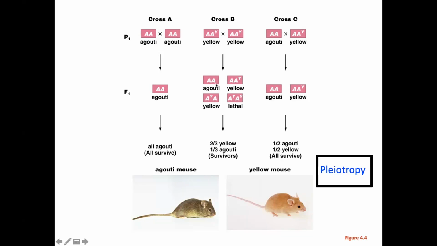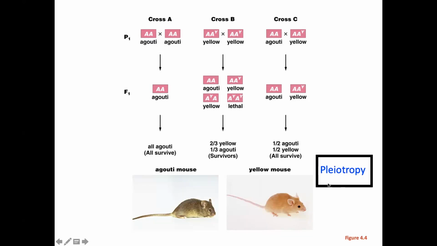The other thing that's going on is a new concept that I'm introducing now. This is something that's called pleiotropy. And again, pleiotropy is fairly common. This is the idea that a single gene can actually affect multiple traits or multiple phenotypes. So we have the single coat color gene that is affecting two phenotypes. It's affecting coat color, but it's also affecting viability, right?